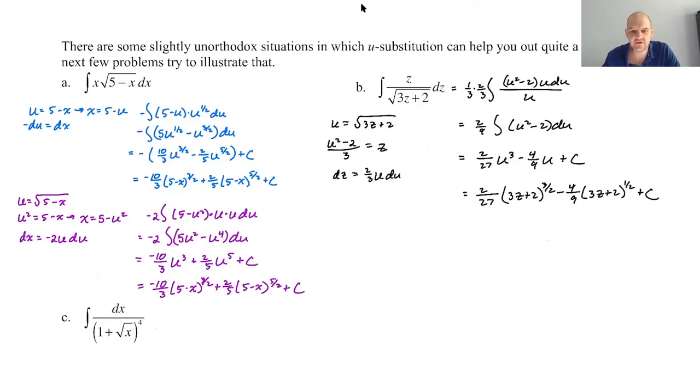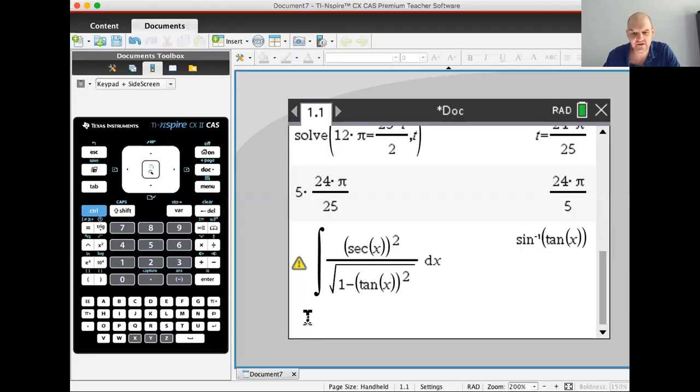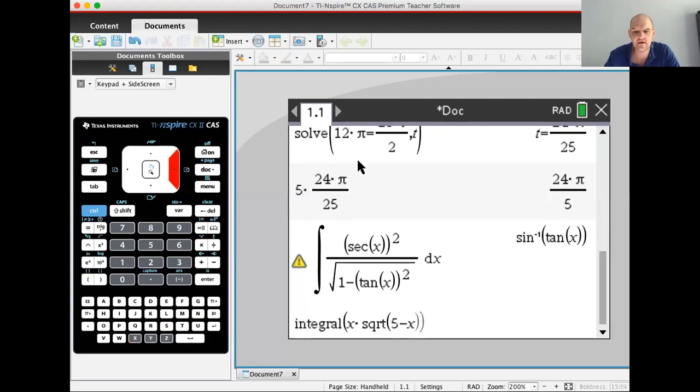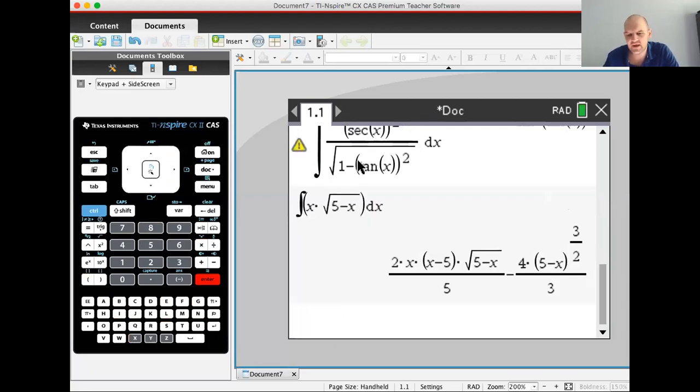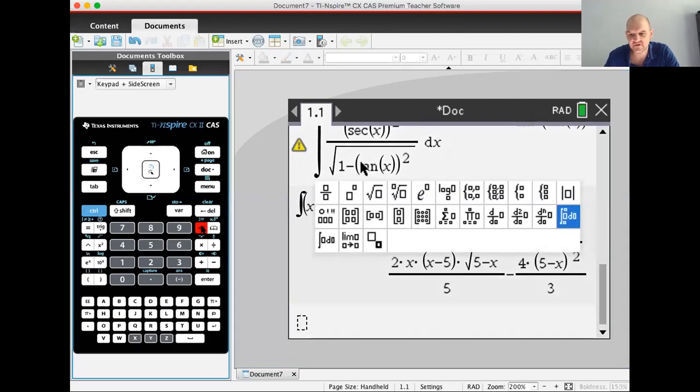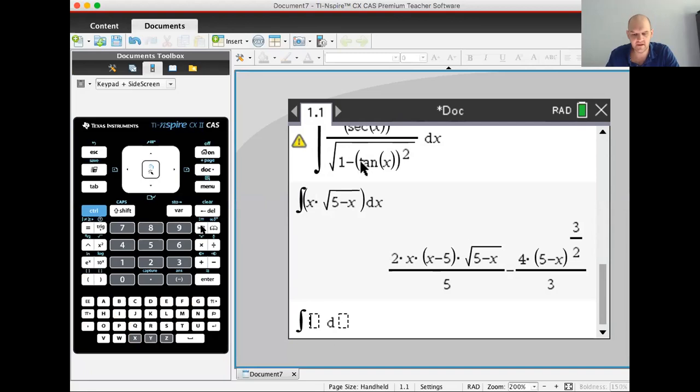I'm going to go to the calculator, and you can see where I did the arcsine problem, when I was totally lost. When you get lost, let the calculator be your guide. All right, let's see. So if I do the integral, going back to the previous problem, of x times square root of 5 minus x with respect to x. By the way, there's a template for that. There's the definite integral template, where if you just don't fill in the bounds, it does an indefinite integral. But on the next line, there's the indefinite integral, and use that.